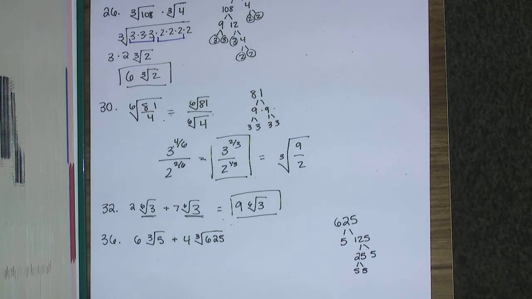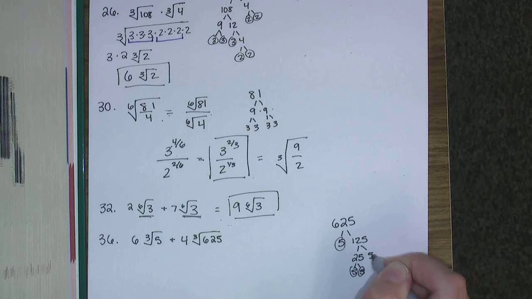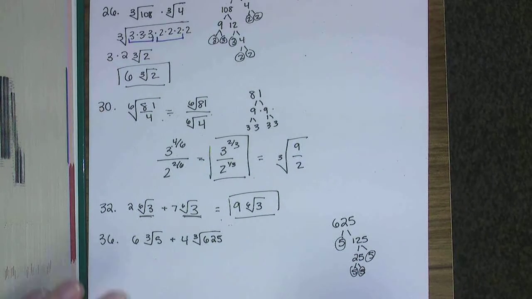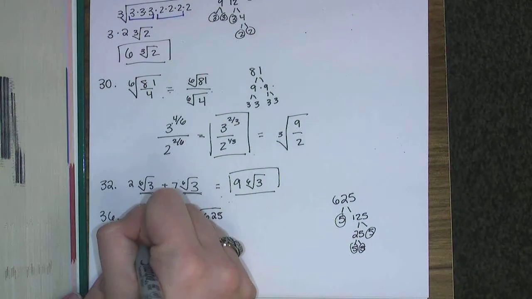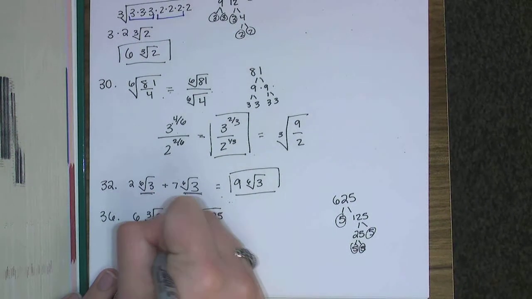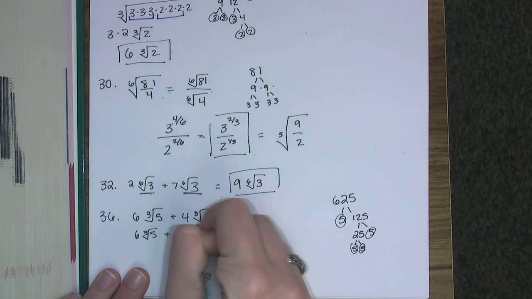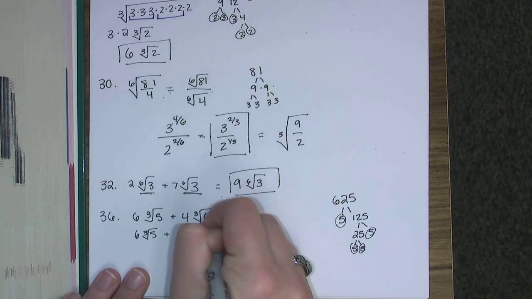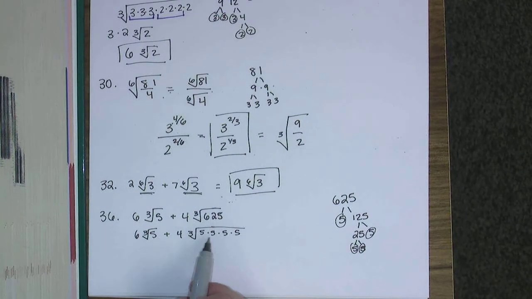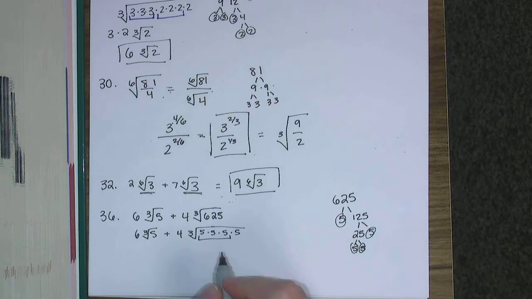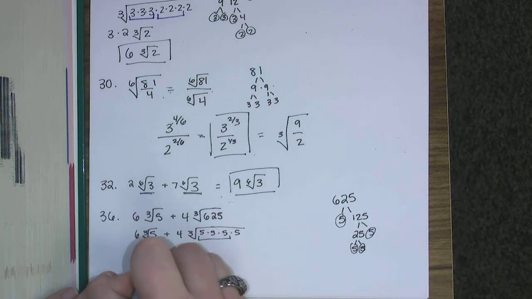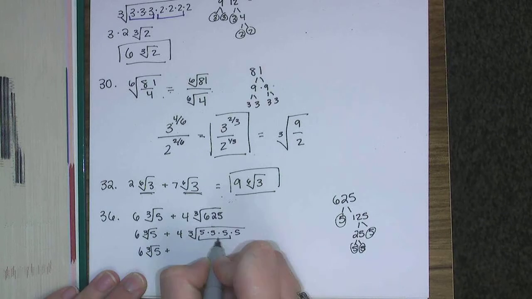So I have 6 times the cube root of 5 plus 4 times the cube root of 5 times 5 times 5 times 5. I'm taking the cube root, so I could pull out a group of 5s. So I could pull out this group here, which would be 4 times 5. So 6 cube root of 5 plus 4 times 5 is 20, and the cube root of 5. Now I can add it up because I have like terms, so I get 26 times the cube root of 5.